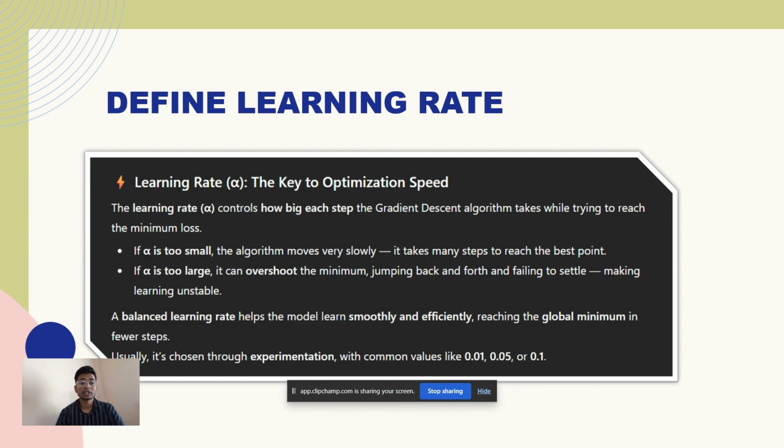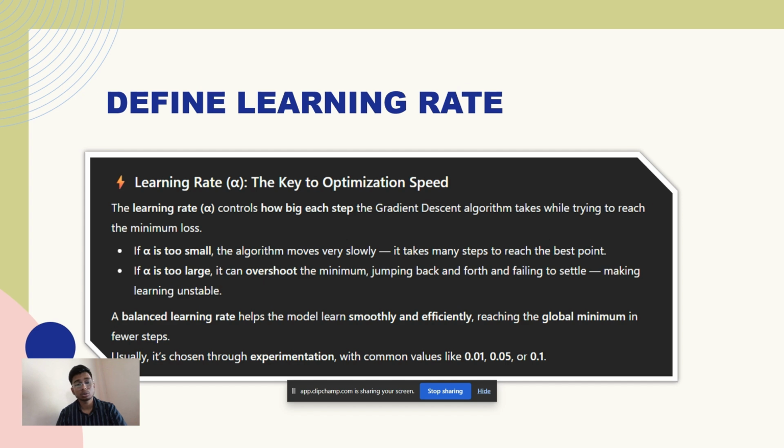So now let's see learning rate. Learning rate, often represented by alpha, controls how big each step in the gradient descent process is while trying to reach the minimum loss. If alpha is too small, the algorithm moves very slowly. It takes many steps to reach the best point.